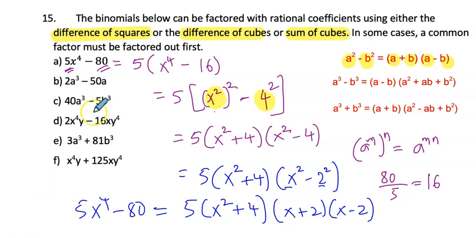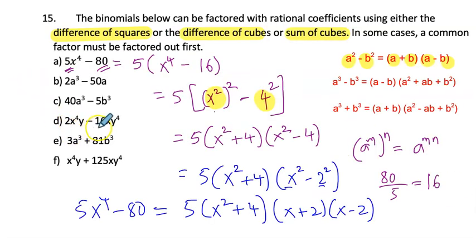Okay, next. I have 2x to the 4 times y minus 16xy to the power of 4. Wow. Let us see. 2x to the power of 4y minus 16xy to the 4. Did I take it right? 2x to the 4y minus 16xy 4. That is correct.